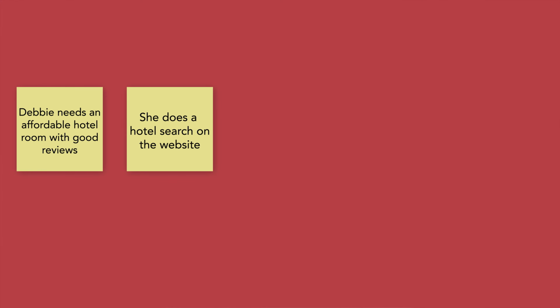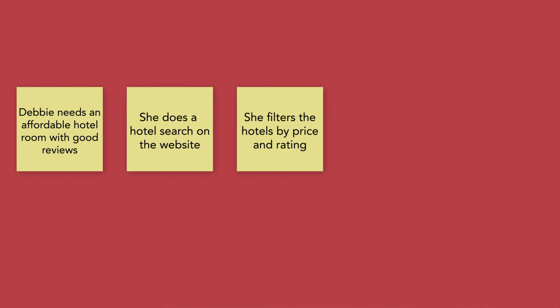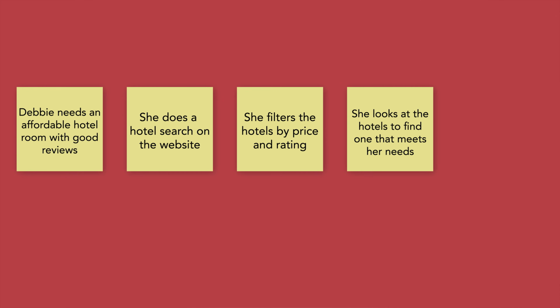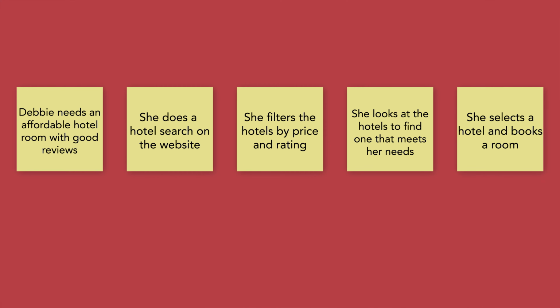For our scenario, Debbie needs a hotel room that's affordable and has good reviews. She does a hotel search on the website. She filters the hotels shown by price and rating. She looks at various hotel detail pages to determine which hotels meet her needs. Debbie selects a hotel and books a room.